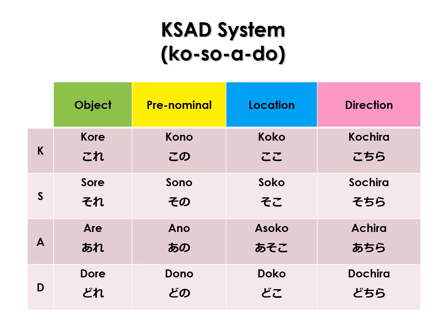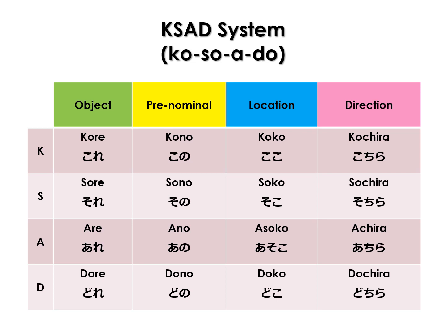To say this, which I'm holding, I use the pronoun kore. To say that, which you the listener are holding, I'd use the pronoun sore. To say that over there, far from both me the speaker and you the listener, I'd use the pronoun are. And to ask which one, the interrogative pronoun is dore.